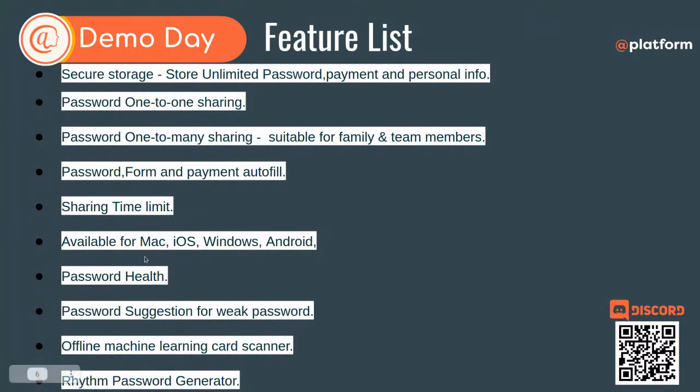Then an offline machine learning card scanner. Right now we have to handwrite everything in the card section, but this feature will be available offline, so it can scan the card information and place it in the text fields. A rhythm password generator will also be provided, so you can remember your password by rhythm, which we usually do. So that's the feature list, and that will be all from me.